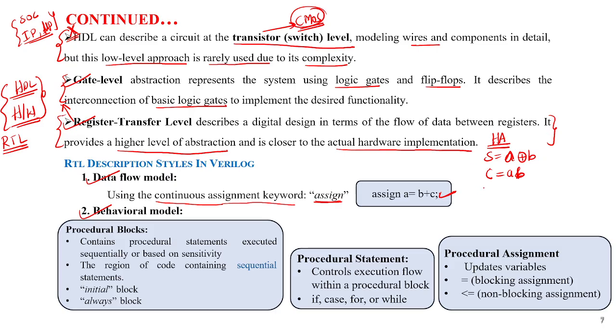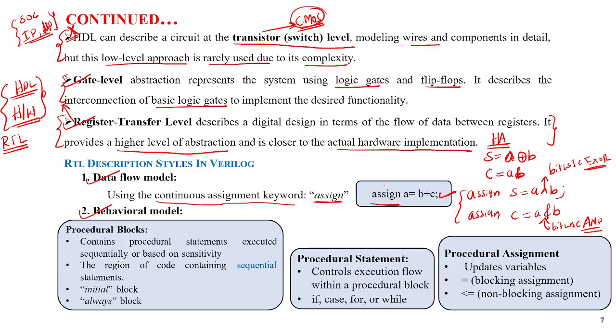So how do you write it? You need to use a keyword called assign. Assign S equal to A XOR B. This is nothing but a bitwise XOR operation. We'll discuss these operators, don't worry. Next, assign C equal to A and B, which is nothing but the bitwise AND operator. So you need to use a continuous assignment statement. This is a keyword.